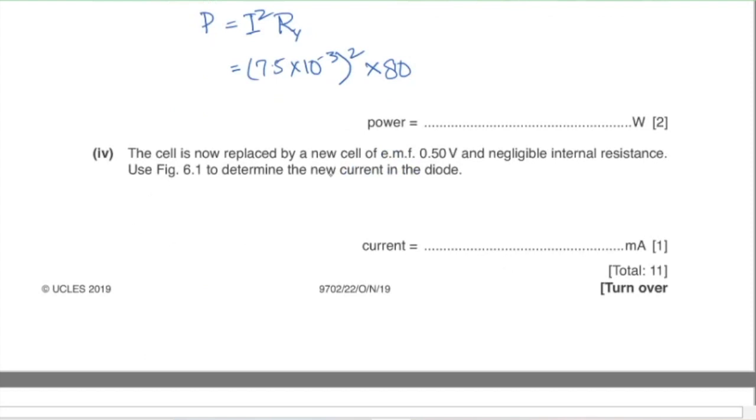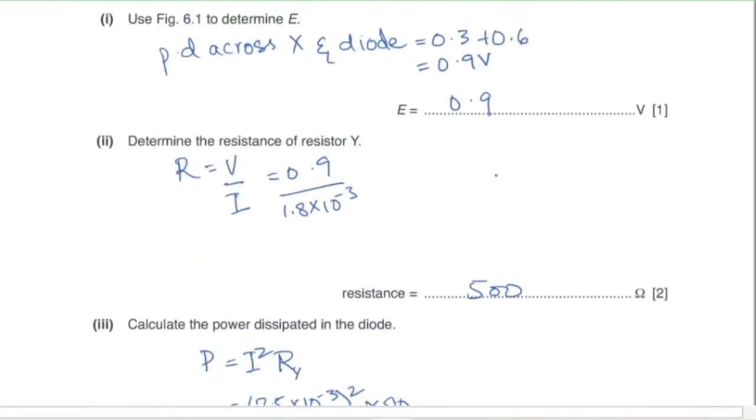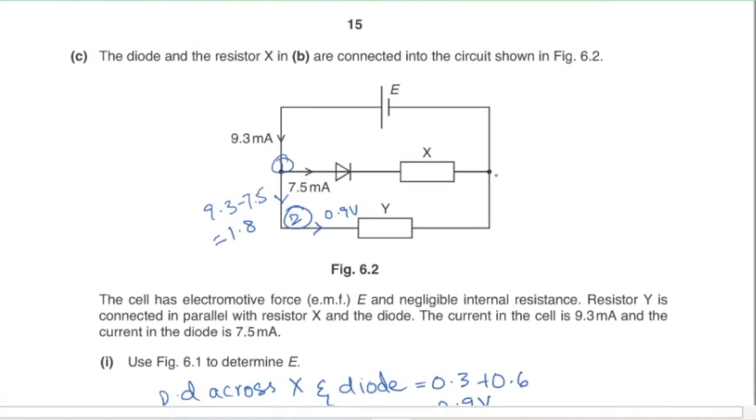Part 4, the cell is now replaced by a new cell of EMF 0.5 volts and negligible internal resistance. Use figure 6.1 to determine the new current in the diode. So now the EMF E has changed its value, has decreased from 0.9 to 0.5 volts. Now according to the parallel circuits rule, EMF of cell E, which is now 0.5 volts, is going to be equal to the PD across this loop, meaning PD across X and PD across the diode give a sum of 0.5 volts.